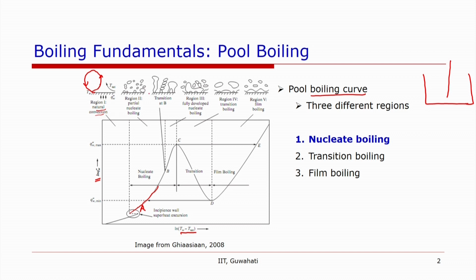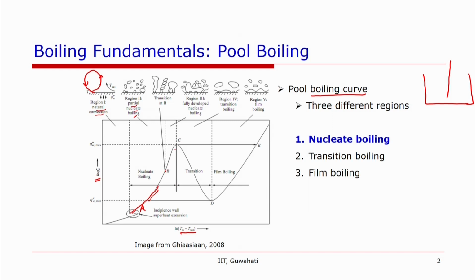So there are two mechanisms at play here: the natural convection, which was occurring when there was only liquid phase present, plus the boiling caused by the nucleation of bubbles. So that is why it is called partial nucleate boiling. And you might see here that the slope of this curve increases because the contribution of nucleate boiling keeps increasing with the increase in wall heat flux.